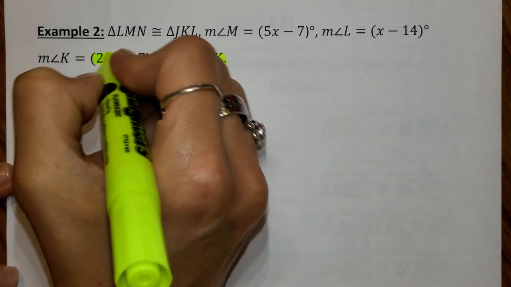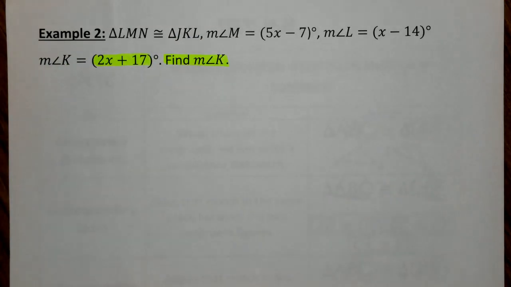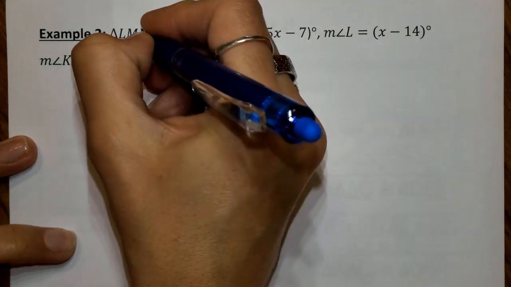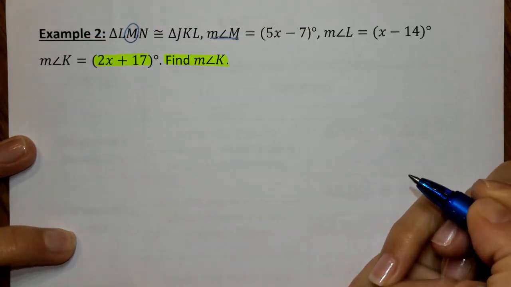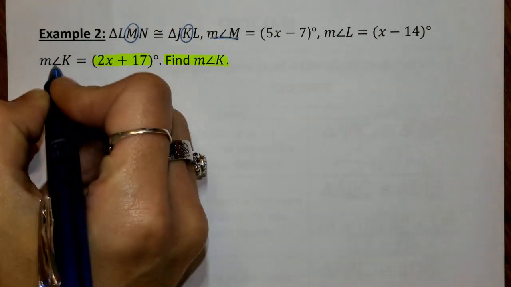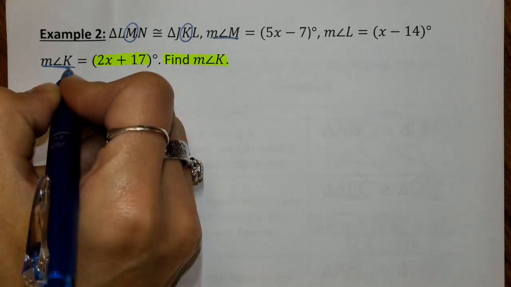After we solve for x, we're going to need to substitute it in for whatever angle K is, and it's 2x plus 17. So if we take a look here, we'll look at measurement of angle M. Angle M is located as the middle letter here, so it is going to correspond and be congruent to angle K. And they gave us angle K right here.